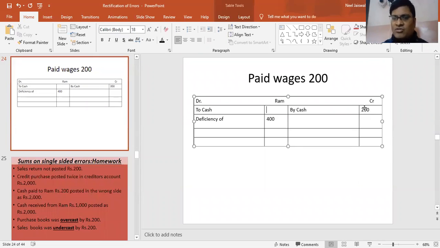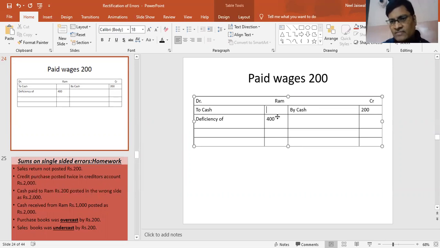Now this is what he has recorded over here. He should have recorded it in the debit side, but he has recorded it in the credit side. Because he has recorded it in the credit side, my debit side has become deficient by 400. I should have had 200 recorded over here, but I have recorded 200 on the wrong side.